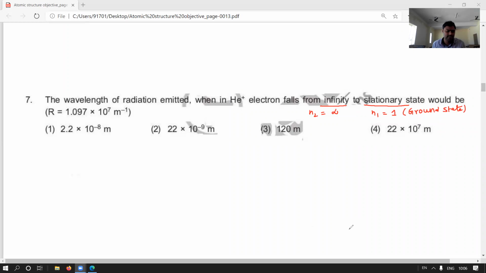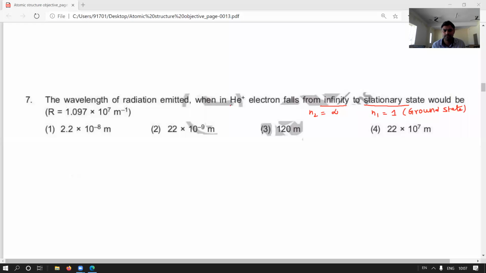Again, why are you asking, Mr.? Excited state? Excitation means higher energy levels. So first excitation means n is equal to 2. Second excitation means n is equal to 3. It means you are not studying properly. Simply doing charting.